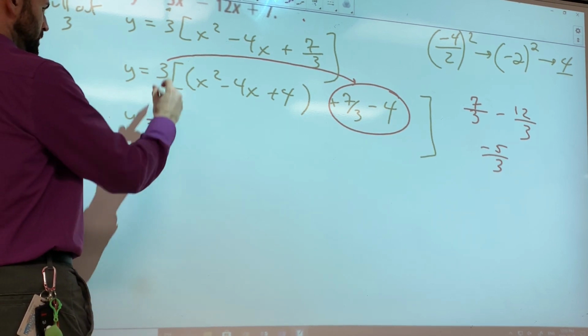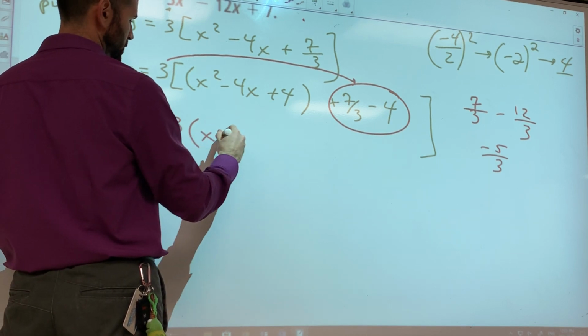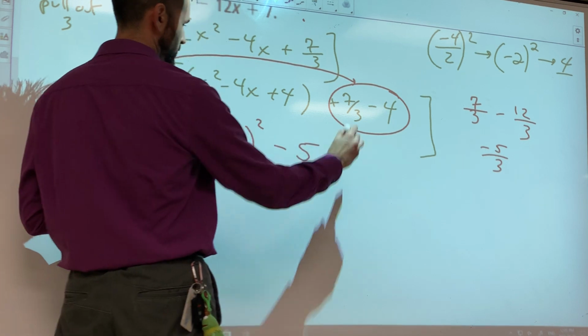Okay, so when I'm rewriting this, that's my a term. I can do the perfect square trinomial there, so I get x minus 2 squared, and then I subtract 5.